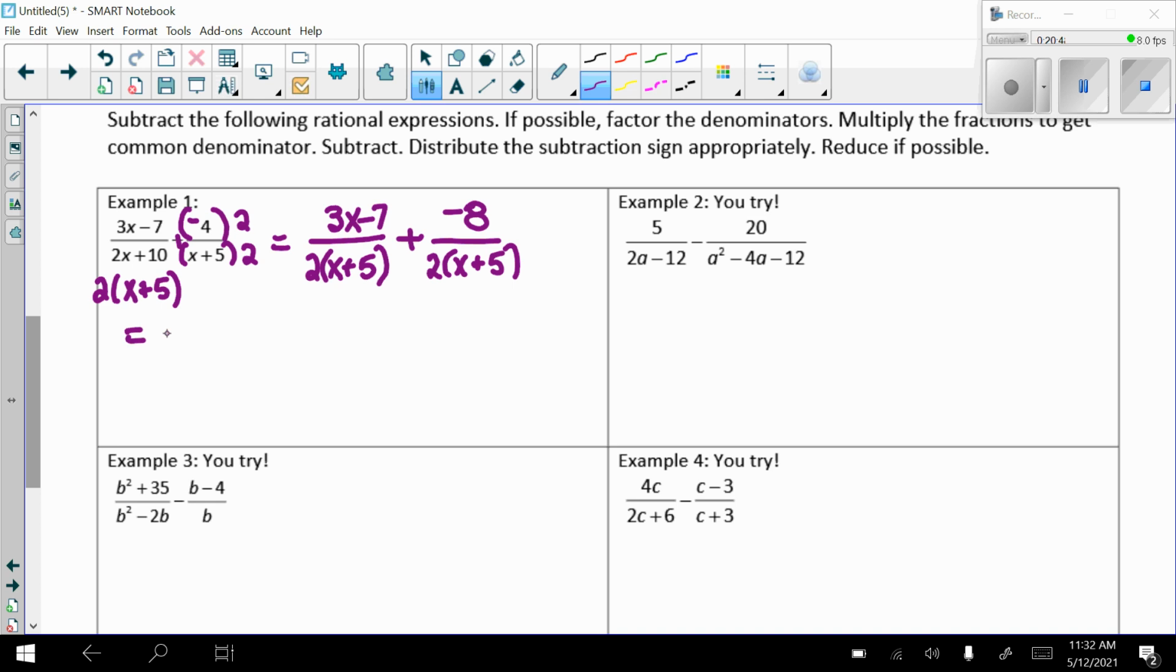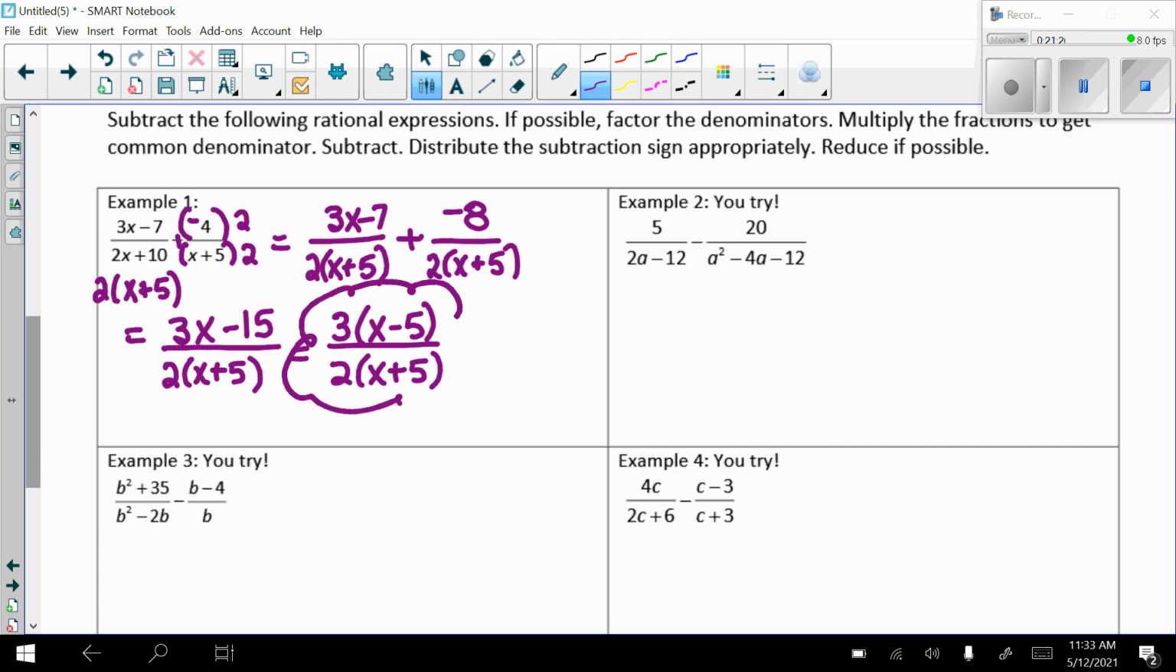Let's combine our numerators. We're left with 3x, and we have negative 7 minus 8, which is minus 15, all divided by 2 times x plus 5. Okay, so now that we've combined our terms, we're going to see if we can factor. And if you look at that numerator, you can factor out the 3. You're left with x minus 5 over 2 times x plus 5. That's it. You're done. Nothing can be simplified there. So that's our answer.